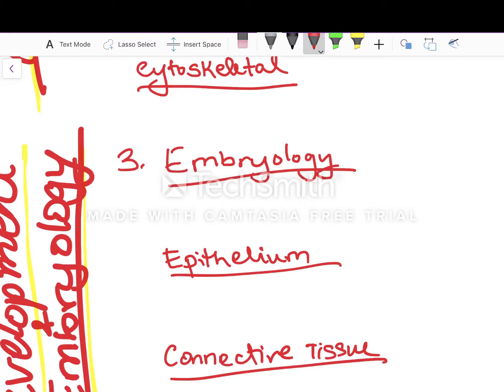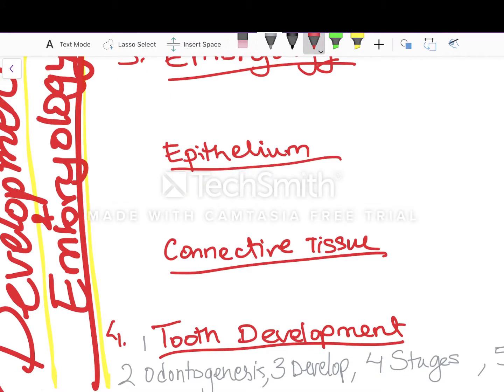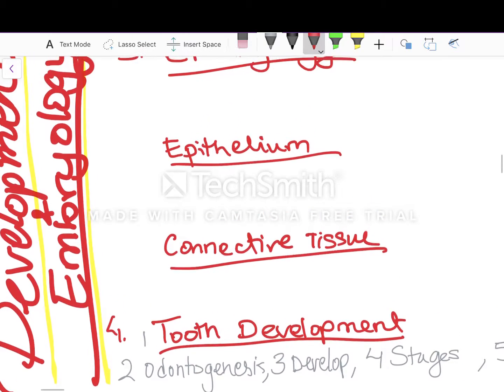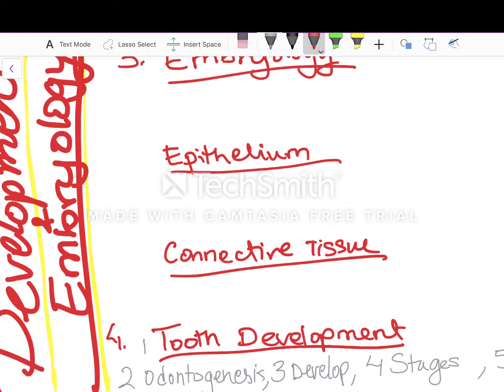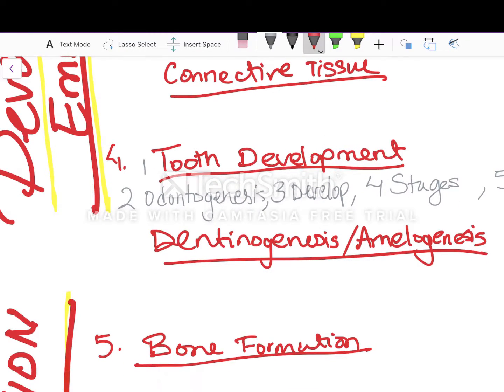Next, we go into the development and embryology. So we will start with basic embryology. We'll talk about epithelial connective tissue and how everything from cells, organs, epithelial, connective tissue, embryology, we can put all together and start our tooth development. So we're going to build this building called the tooth. So what do you need for that?